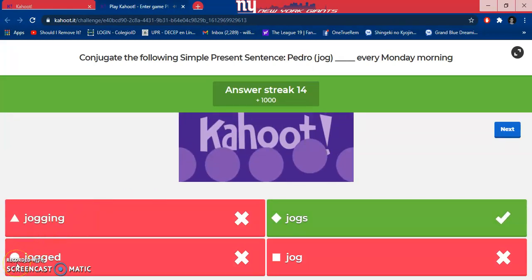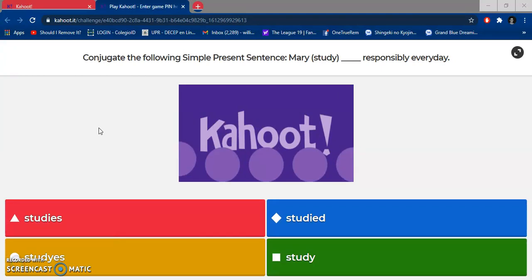Now we're going to move on to the last one. Okay, in the last sentence, we're just going to read the last sentence. Mary blank responsibly every day. And again, we're going to change it to pronoun. How would you change Mary to a pronoun? You would change Mary to she. Sería she. So esto es he, she, it. Tercera persona, singular. Third person singular. So cambiamos en plural and it ends with y. Termina con y. So we eliminate the y, eliminamos la y y añadimos ies. So the right answer is studies.